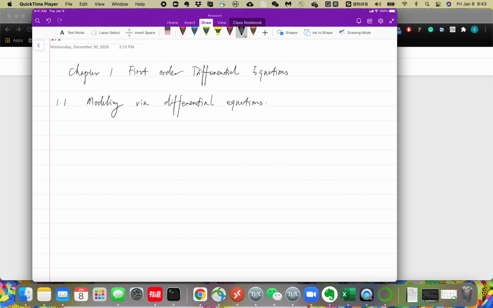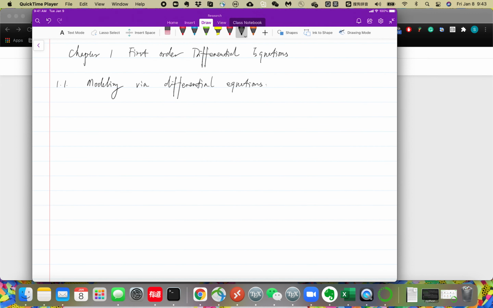Today, we will be going over the first chapter, the first section, modeling by differential equations. So it's almost like an introduction to differential equations. What is a differential equation and why do we need them? I think it's better for us to see some examples from real life so you can see the application of differential equations is actually everywhere. So, of course, we want to study them.